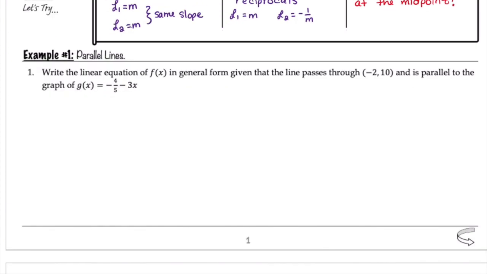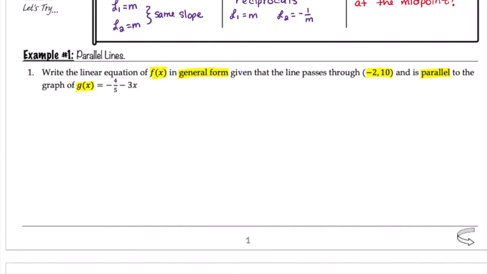Okay, so let's take a look at this example. We have: write the linear equation of f(x) in general form, given that the line passes through the point (-2, 10) and is parallel to the graph of g(x), which is 5 - 3x. So we want to write this equation f(x) in general form, which represents ax + by + c = 0, right?